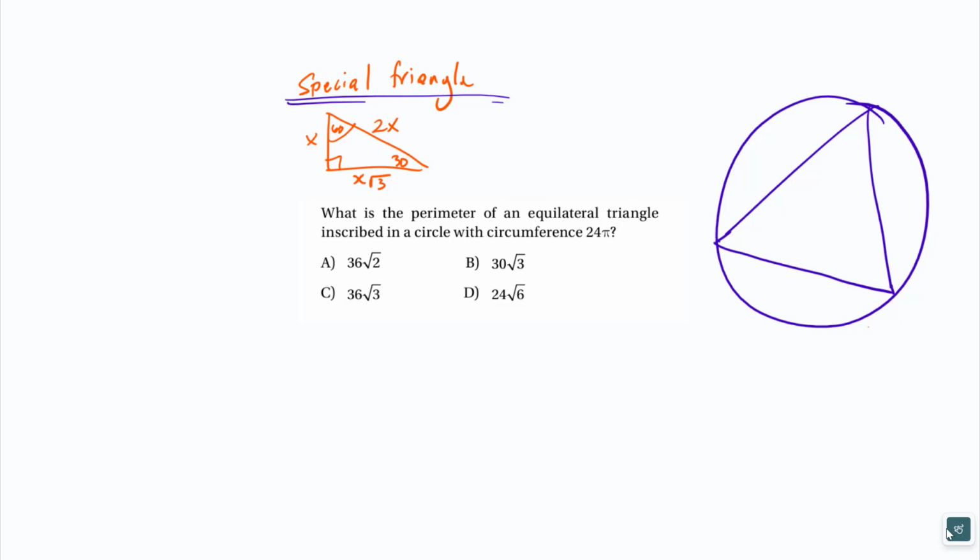Alright, so let's jump into this problem. What is the perimeter of an equilateral triangle inscribed in a circle with circumference 24 pi? Alright, so here we have a circle with an equilateral triangle within the circle.